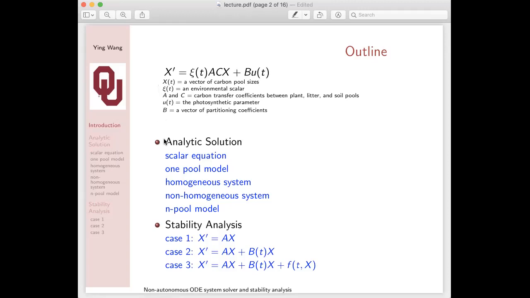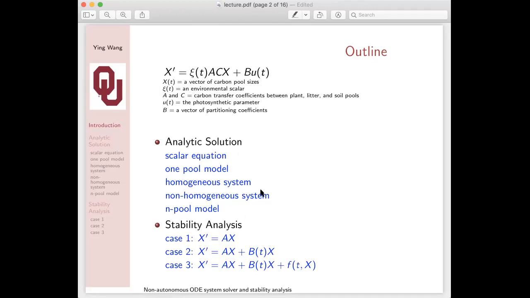We're going to study two aspects of this carbon dynamics model. One is we're going to derive the analytical solution for this carbon dynamics model. And the second part, we're going to study the stability analysis.